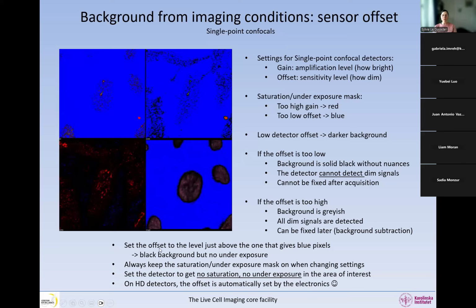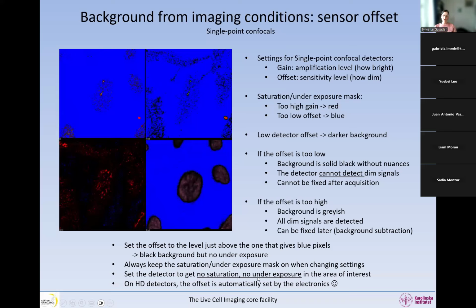Whether you are going to have to set the offset or not in your microscope depends on how old your system is, because the newer technology normally does not need to set the offset. It is set automatically. So we want to have a black background, not gray, but we do not want to have underexposure. And always keep the saturation and underexposure mask on when you are imaging. So you always have this on, and you should never see the blue and you should never see the green, and then it means you have the correct settings.